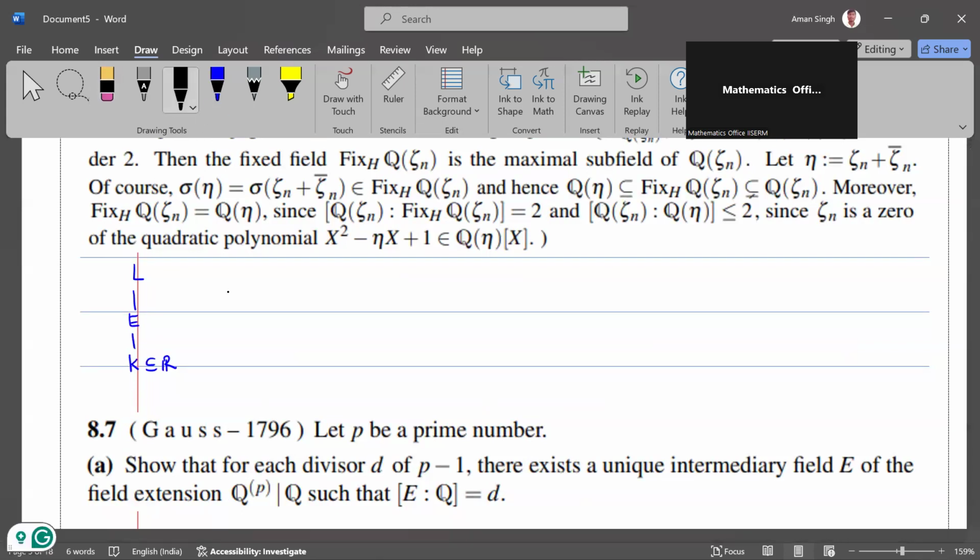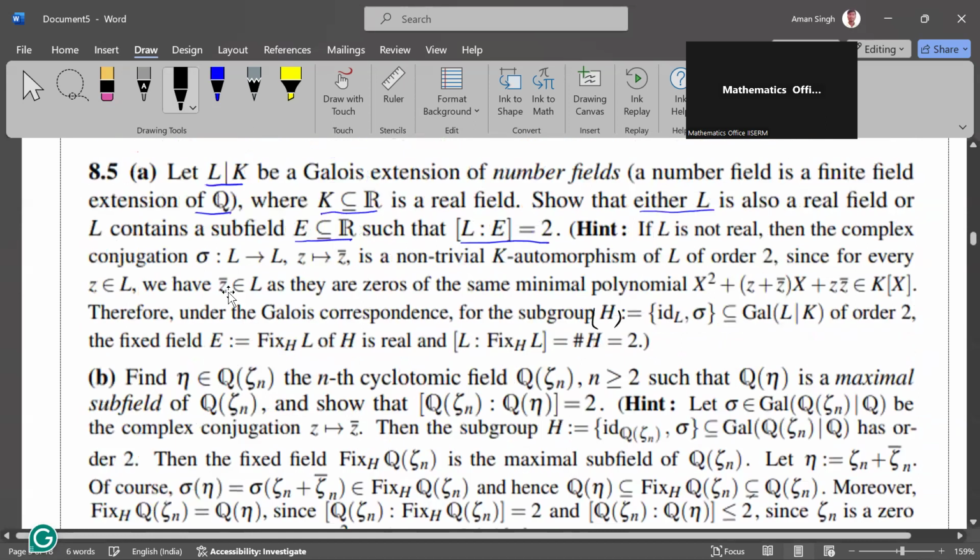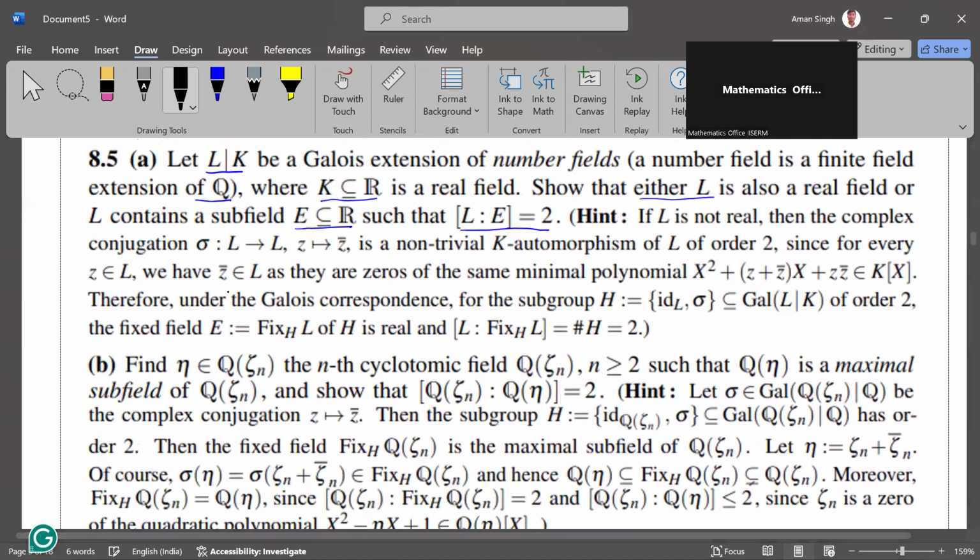We'll take the conjugation action on L, the conjugation action of C, the identity of C, and complex conjugation. This is a subgroup of G, which is odd. We'll just read the hint and there is no need to solve it.